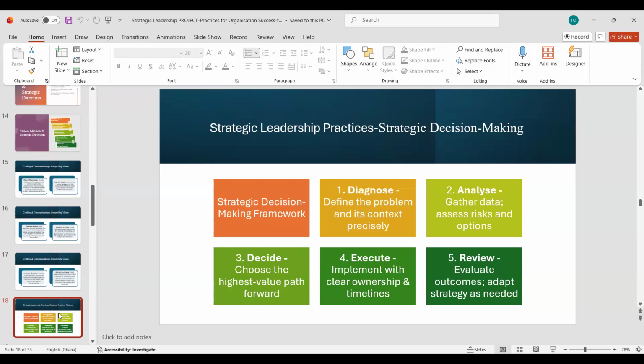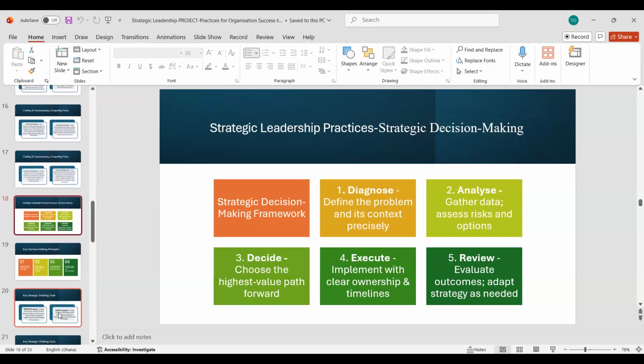So in strategic decision, I need to diagnose, I need to analyze, I need to decide, I need to execute, and I need to review. Something that we normally tend to forget is the review part. As soon as we are done and goals are achieved, we forget about the review part. Of what use is the review part so far as the strategic leadership practices, so far as decision making is concerned?